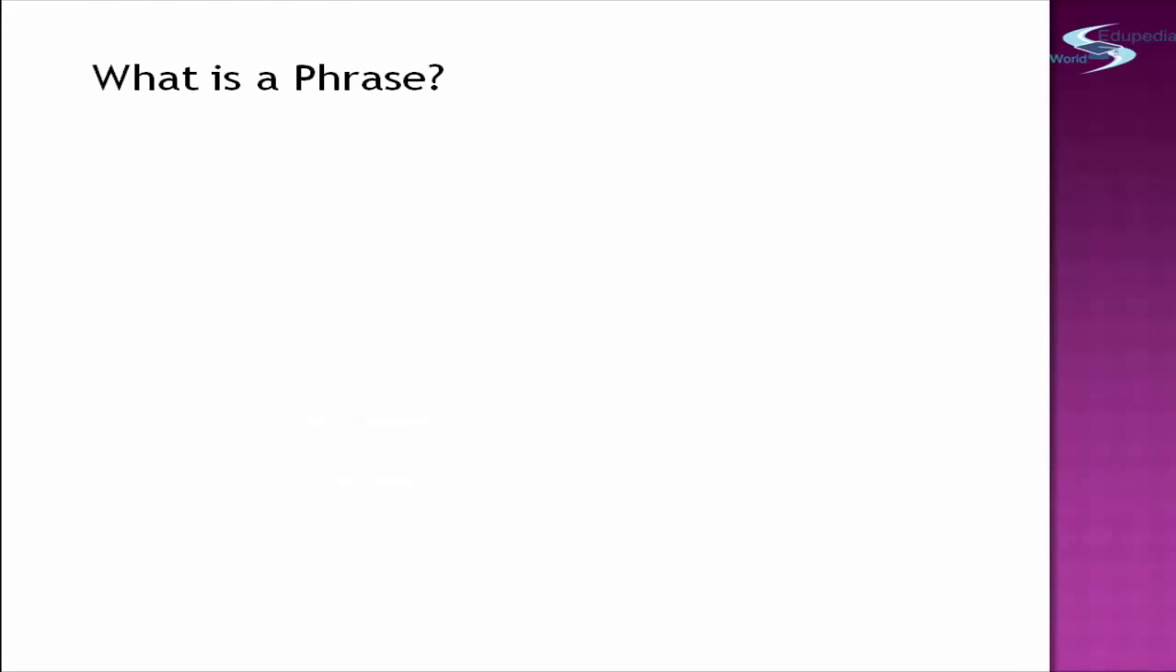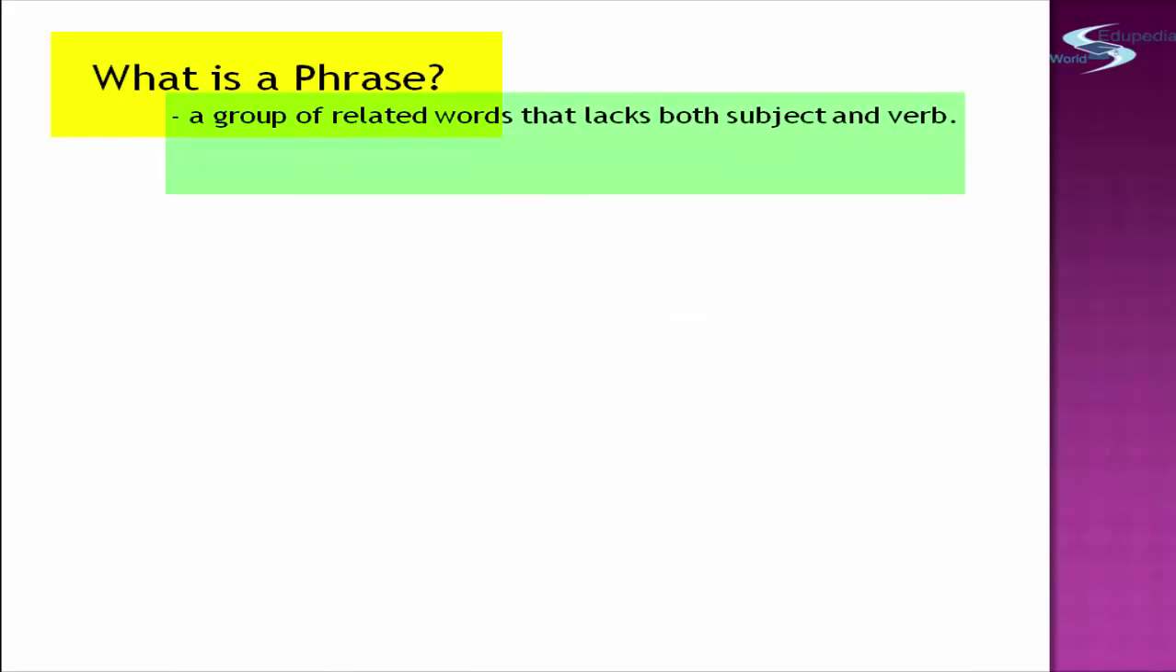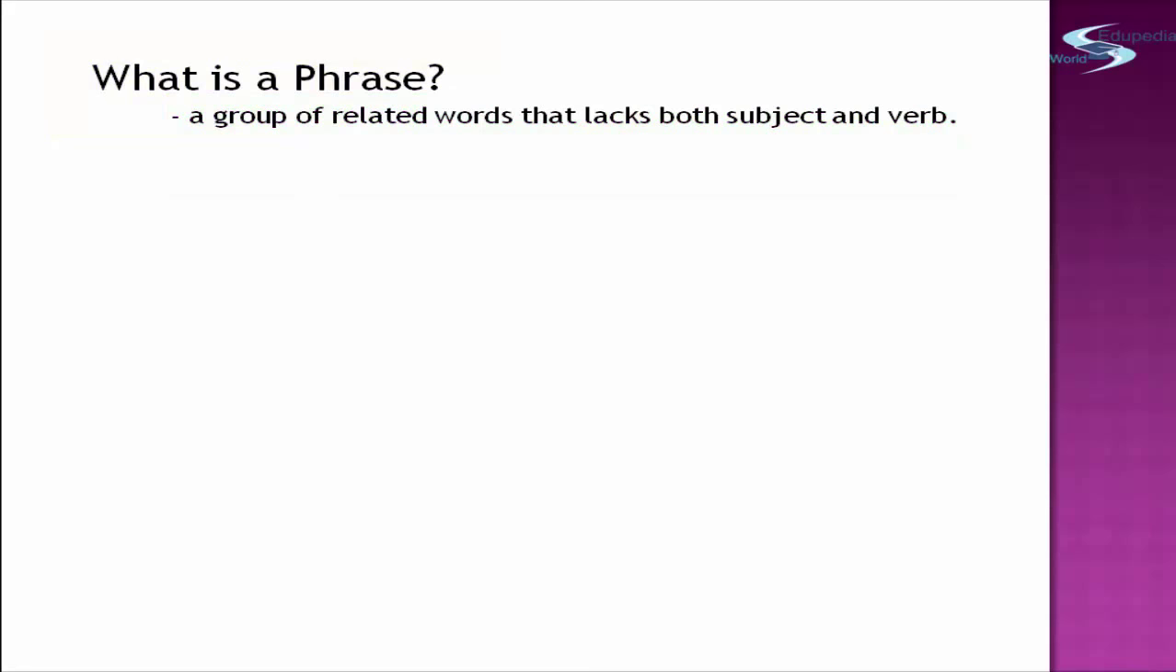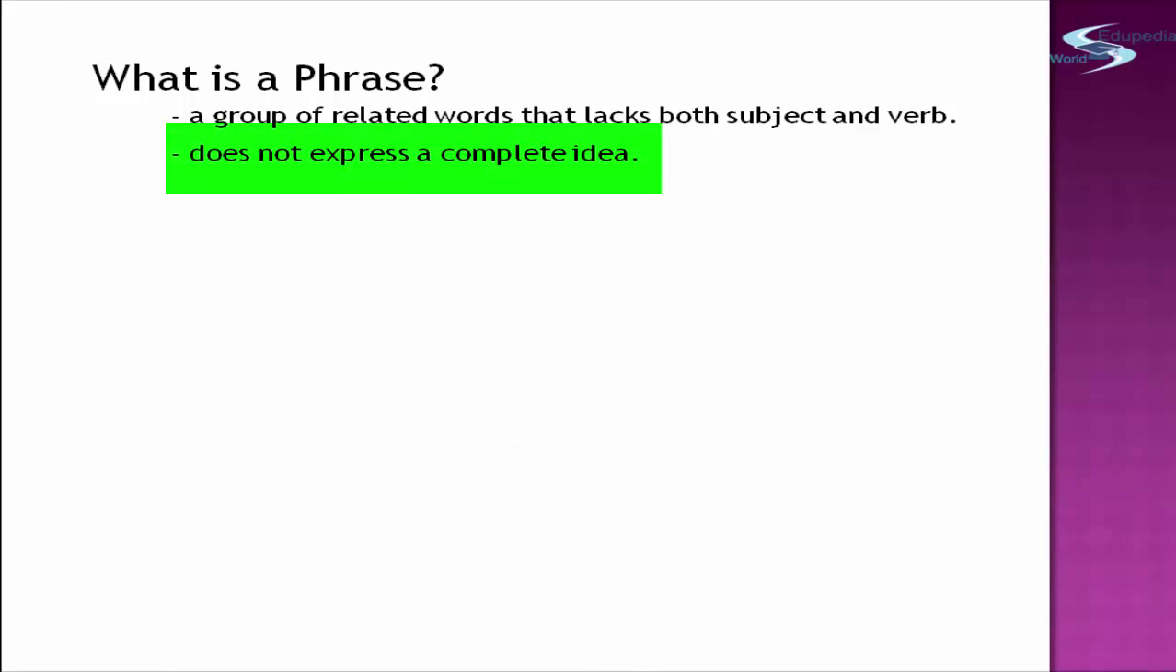Okay, let us first define phrase. What is a phrase? A phrase is defined as a group of related words that lacks both subject and verb. It is a part of a sentence. It is a group of words within a sentence that does not contain both subject and verb and does not express a complete idea. Essentially, a phrase provides some sort of additional information or more context to the sentences you write. A phrase can never stand alone as a sentence.